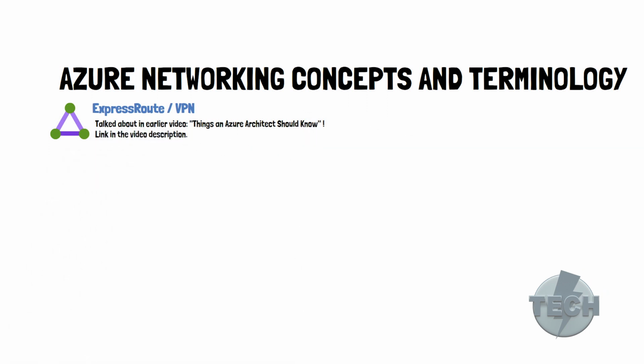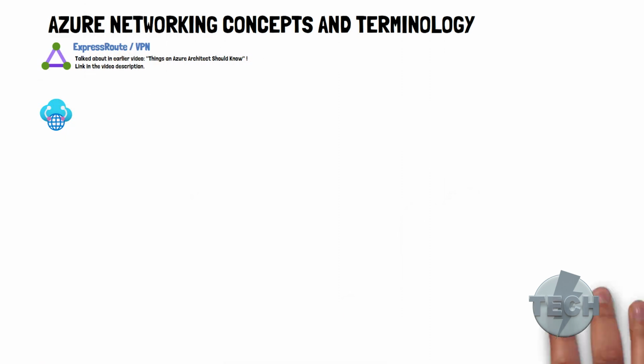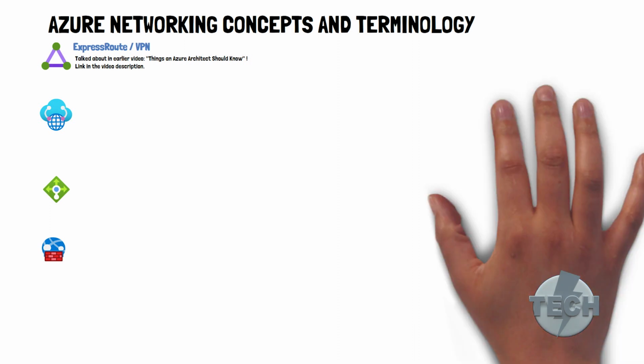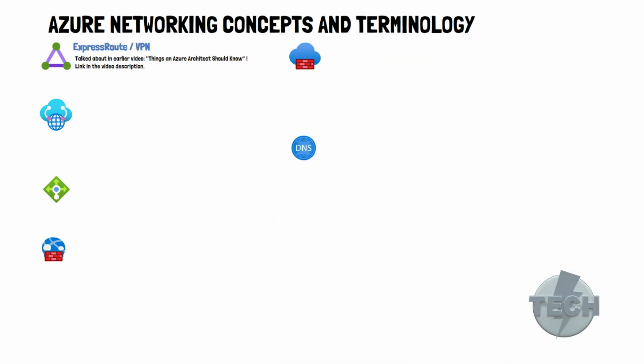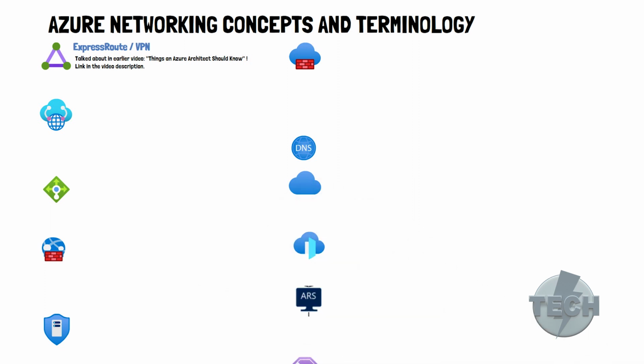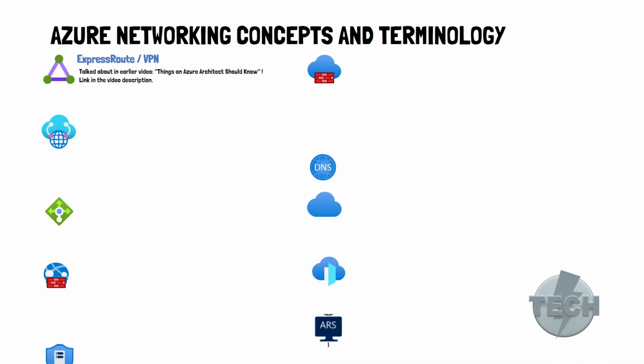Here in this video, we're going to talk about virtual WAN, Azure Load Balancer, Application Gateway, Web Application Firewall, Azure Firewall, Azure DNS, Content Delivery Network, CDN, Azure Front Door, Azure Route Server, Traffic Manager, Azure DDoS Protection. So let's start and work our way through from the top.